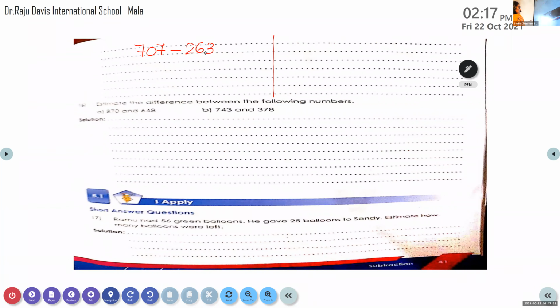Now Sriveni. Yes, ma'am. 707 estimated. First we need to underline 7. 7 is greater than 5, so we need to put plus 1 on the tens place. So the number will be? Tell me the number that I have to write over there. Only 1 is to be written.